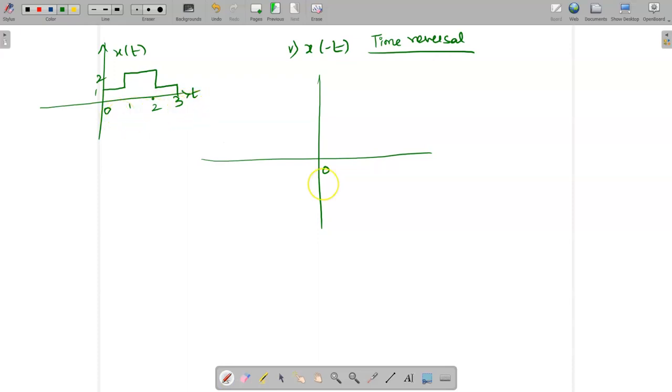So 0 will become 0 because minus 0 is 0. 1 will become minus 1, 2 will become minus 2, 3 will become minus 3. So whatever you have in the right side, just draw in the left side, just as you have it in the right side. There is no change in the amplitude. So 1 and 2 will remain as it is. This is x of minus t.